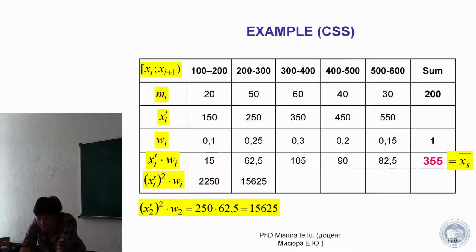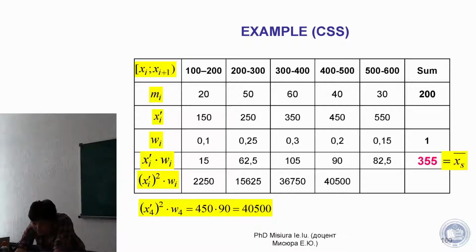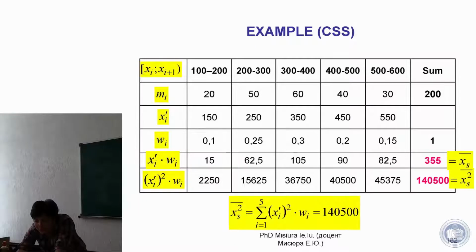Okay. Next value. Let's take 250 and times 62.5 and get 15625. Next value. If you take 105 and multiply by 350, you can get the next result. And 450 times 90 equals this value. And the last result will be 550 times 82.5. Let's copy out all values.